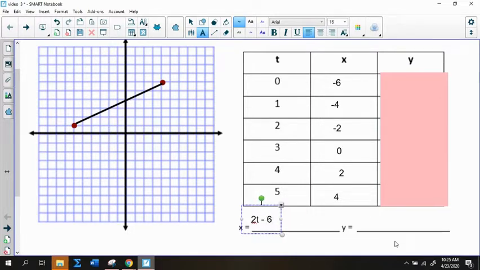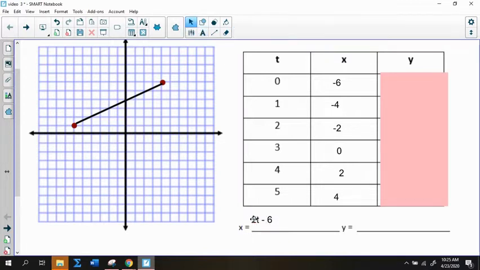Like a t-intercept there, if you will. Or sorry, not t, x-intercept, I guess. Okay, so let's put some numbers in just to make sure this is correct. So if I put 5 in for t, I get 4. If I put 3 in for t, I get 0. So that works. So that's my x equation.